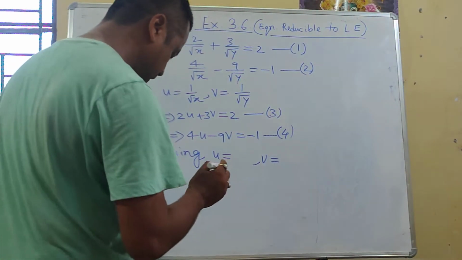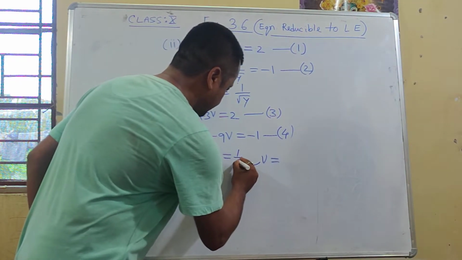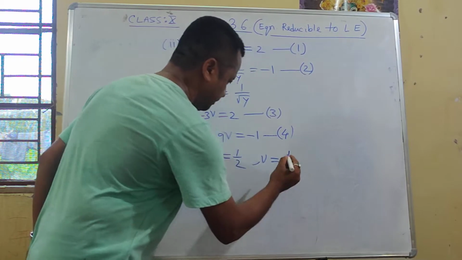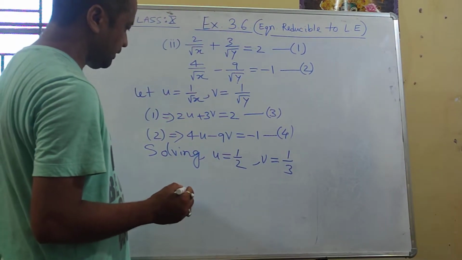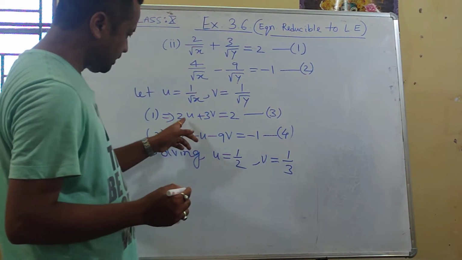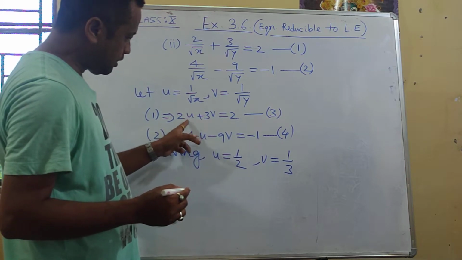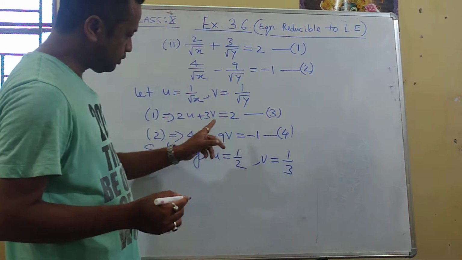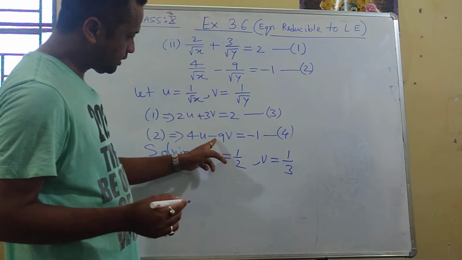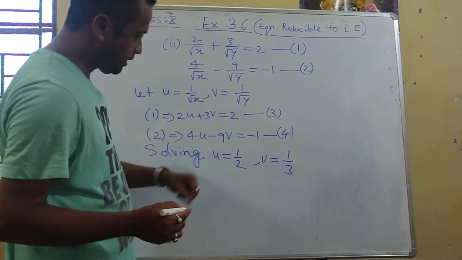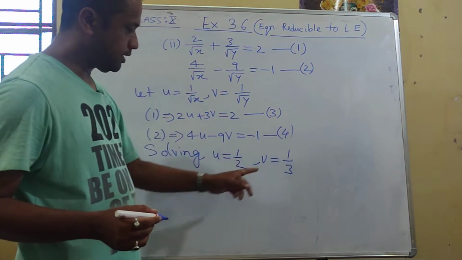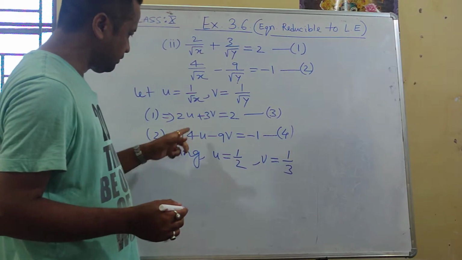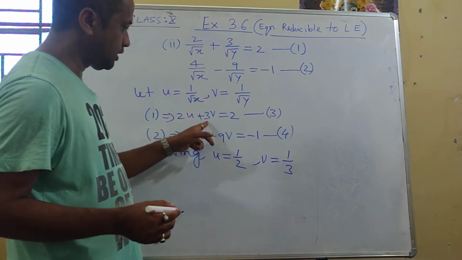You will get u is equal to half and v is equal to 1 by 3. You can check: 2 into half is 1, plus 3 into 1 by 3 is 1, so 2. And 4 into half is 2, 2 minus 3 is minus 1. So u is equal to 1 by 2 and v is equal to 1 by 3 are correct for these two linear equations 3 and 4.